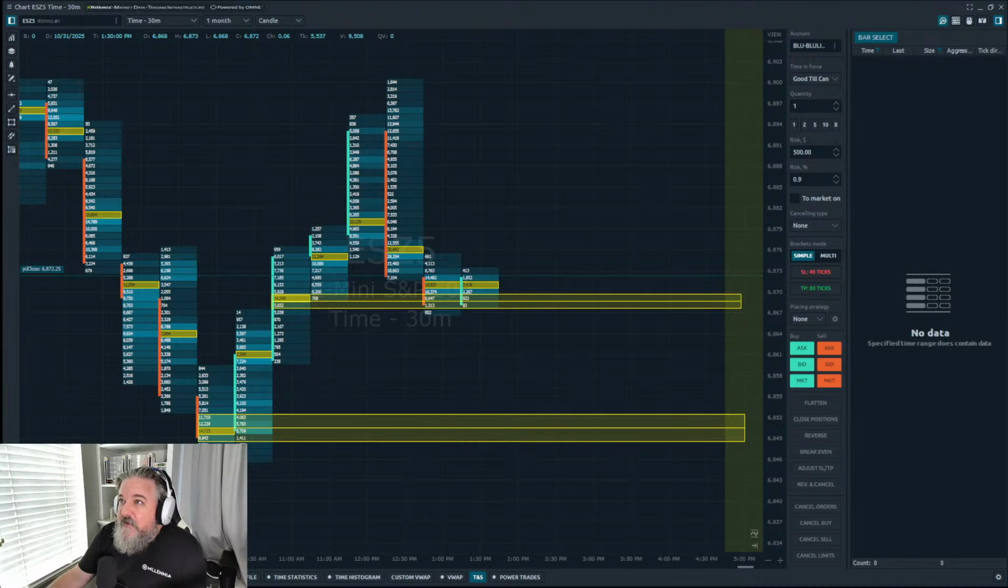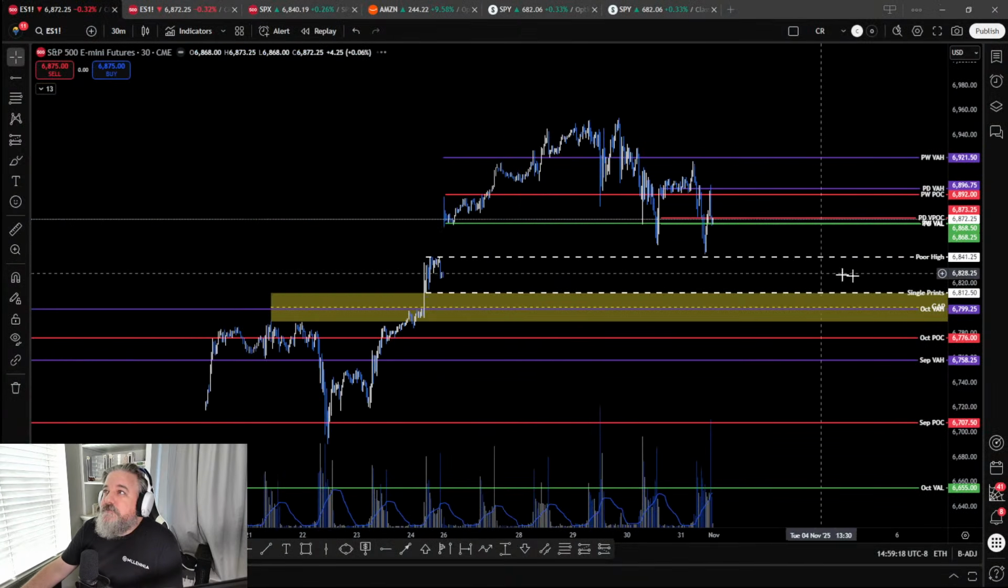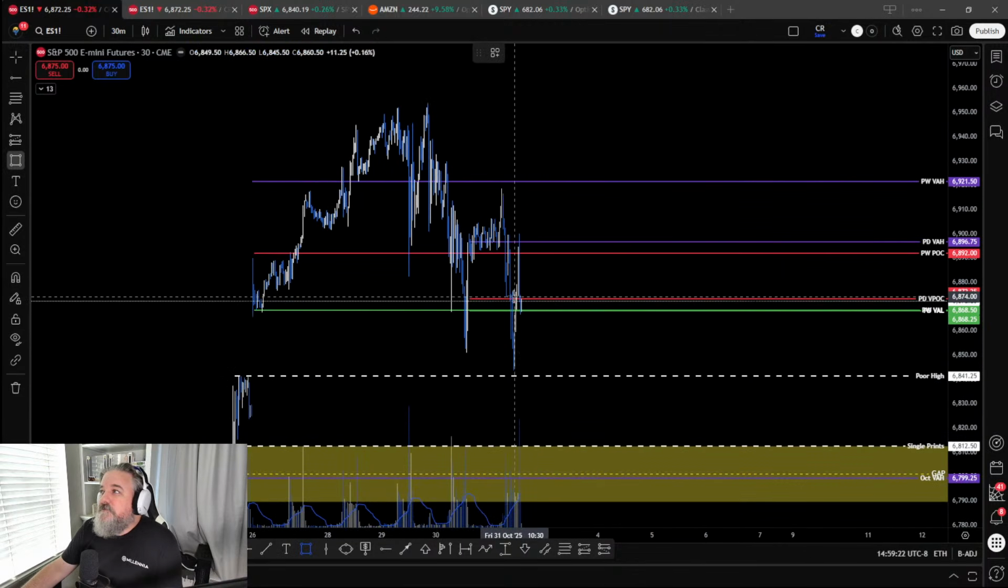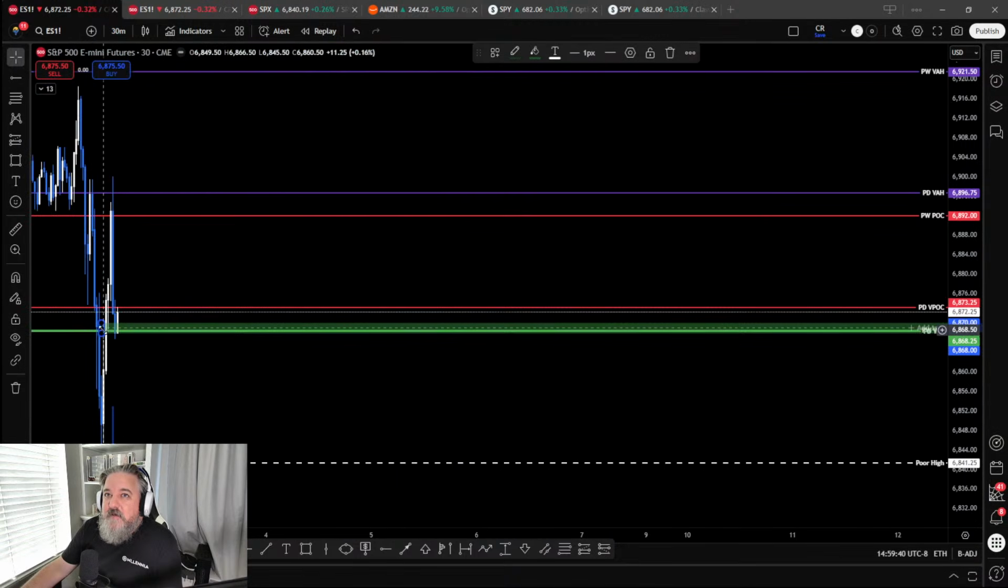Interested in seeing how the open goes here. So this is 68 to 70. Basically, right of our previous day value area low and our previous week value area low is where I'm looking to go long, depending on how we react at the open here.